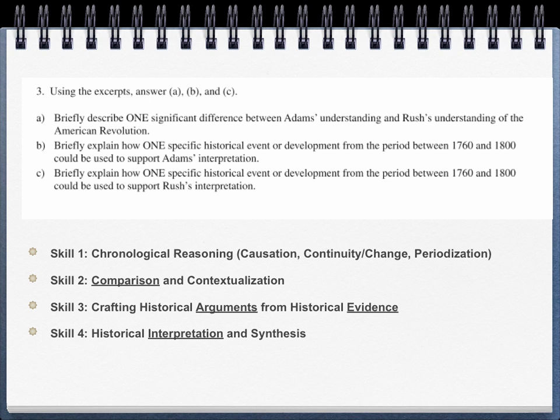So first of all, you're asked to compare, and that's from skill 2. That's one of the skills from the American History exam that they want to see you be able to do. They want you to develop an argument and support it with evidence as you interpret what these 2 writers are saying.